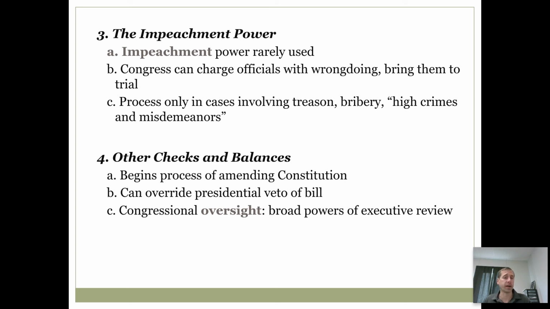Now, we know this is rarely used. And something else is that it doesn't have to be the president. Any official can be impeached. A Supreme Court justice can be impeached and convicted.